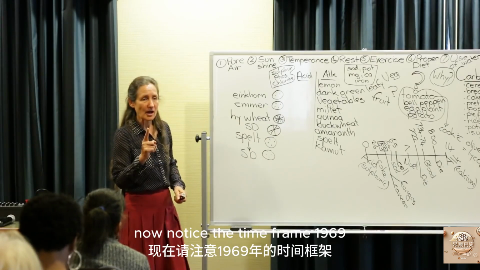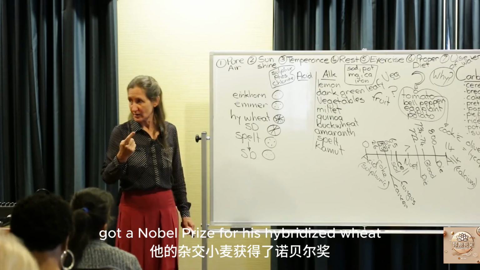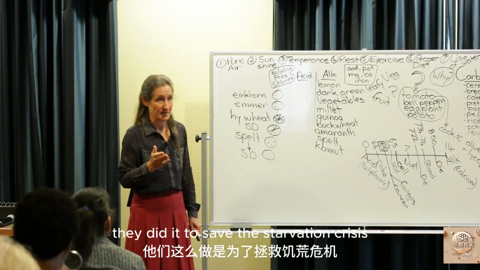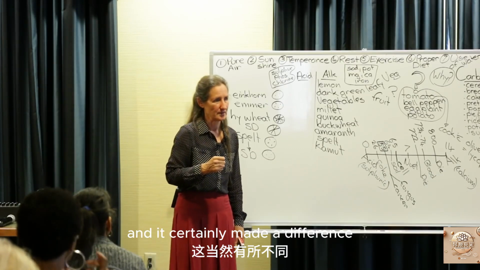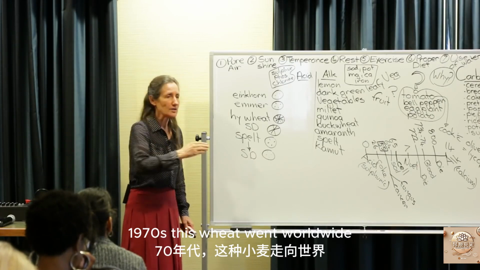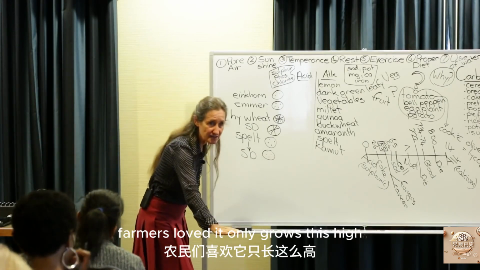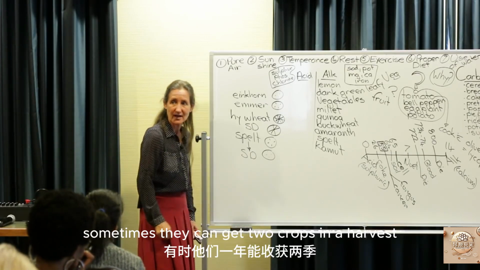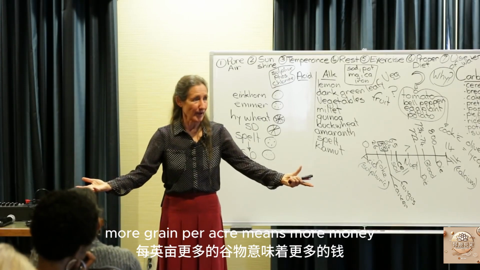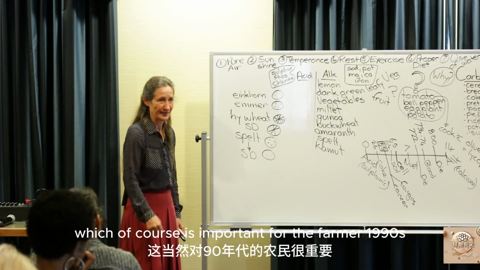Now notice the time frame. 1969, Dr. Norman Borlaug got a Nobel Prize for his hybridized wheat. They did it to save the starvation crisis, and it certainly made a difference. And no one complains about that. 1970s, this wheat went worldwide. Farmers loved it. Only grows this high. Sometimes they can get 2 crops in a harvest. More grain per acre means more money, which of course is important for the farmer.